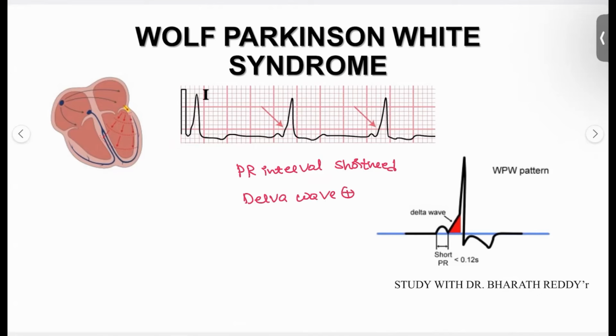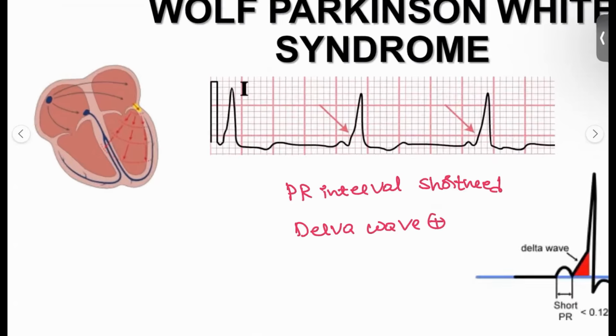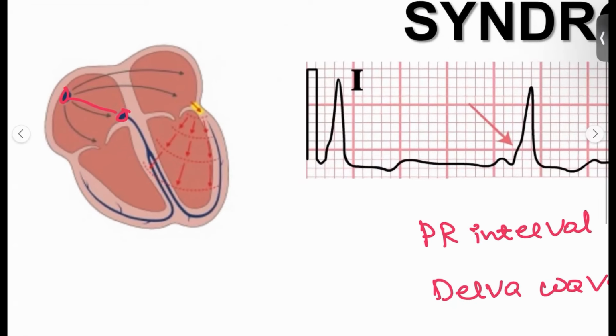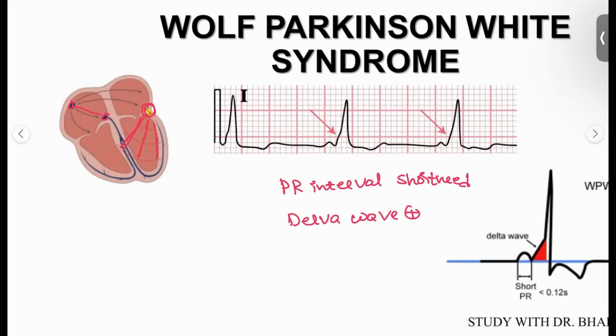But why is this occurring? The normal pathway is from the SA node to the AV node, and from the AV node to the bundle branches. But what happens in WPW syndrome? There is an accessory pathway. Here you can see there is an extra pathway that decreases the PR interval, and that is also causing the delta wave. This extra pathway is known as the bundle of Kent. It is supposed to come from the bundle of His, but instead there is this accessory extra pathway, known as the bundle of Kent.